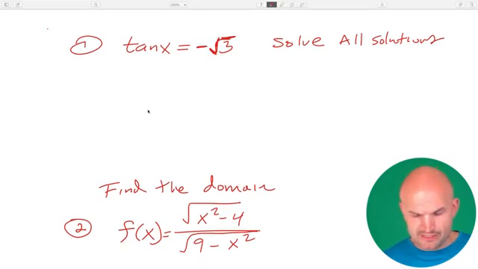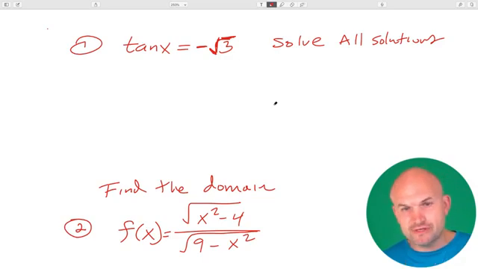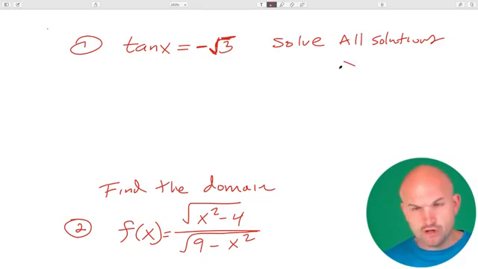Chat and get into some questions. So the first one is solve trigonometric equations here, and we're going to work on all the solutions.